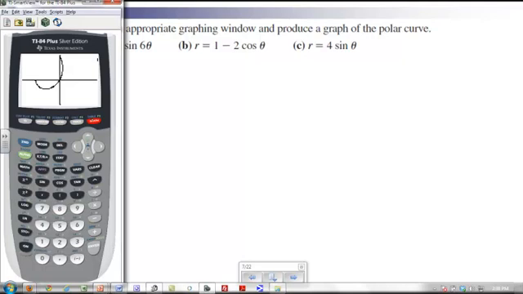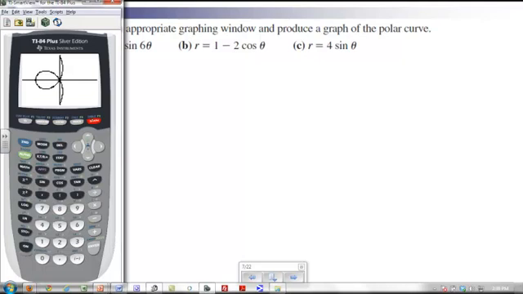It seems as though we're off the viewing screen. We're only seeing a small portion of this. I think we're going to have to zoom out. How big can cosine get?